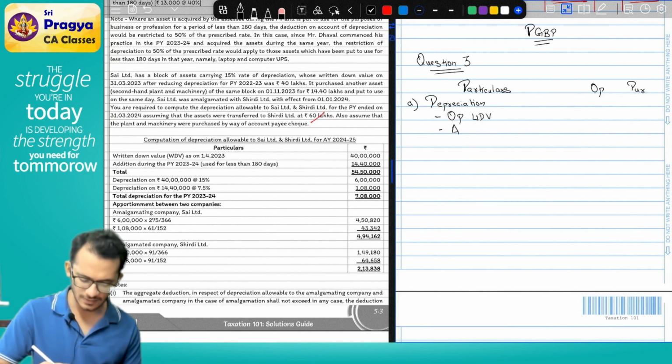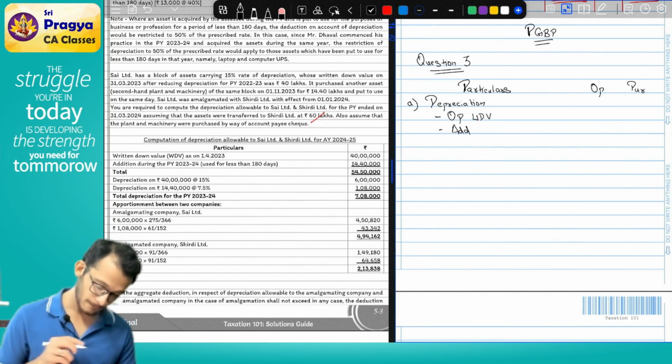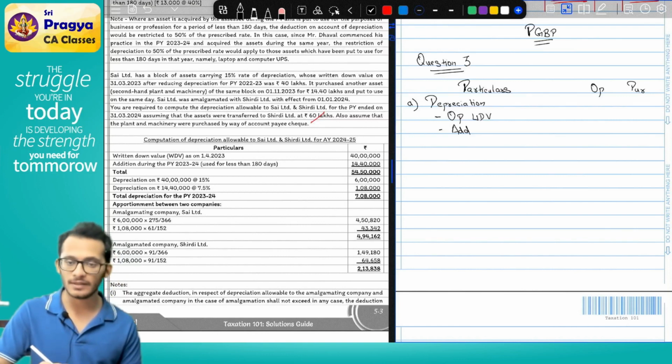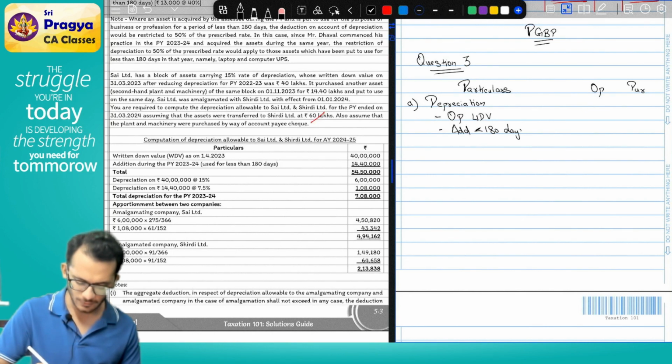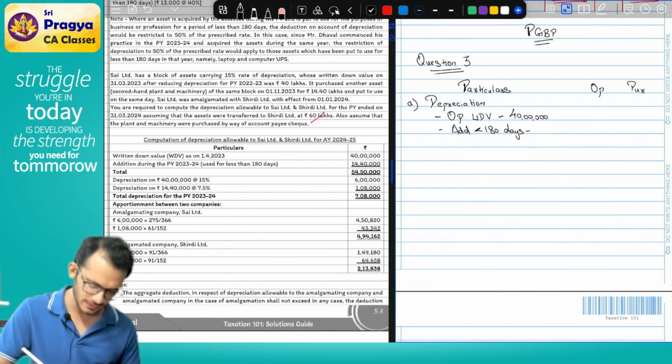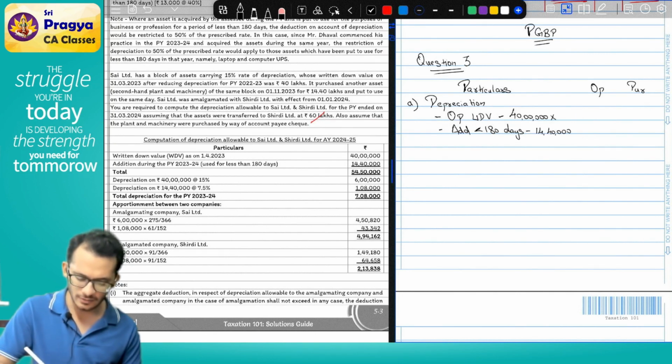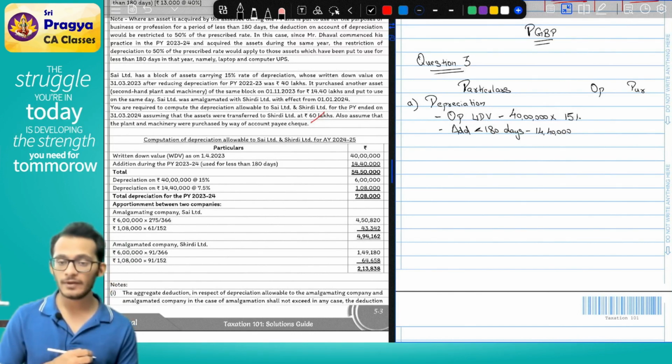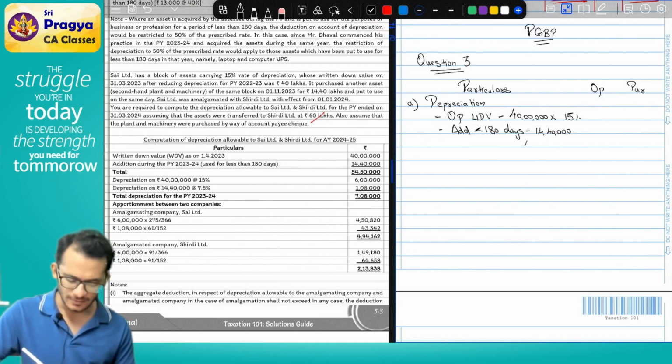That addition is less than 180 or more than 180 days? It is purchased on 1st November, therefore it is less than 180. How much is my opening WDV, Rahul? My opening WDV is given as 40 lakhs. My additions less than 180 is given as 14,40,000. Now 40 lakhs will be depreciated at what rate? Question says it is 15%. And less than 180 says it is 15% into 50%.